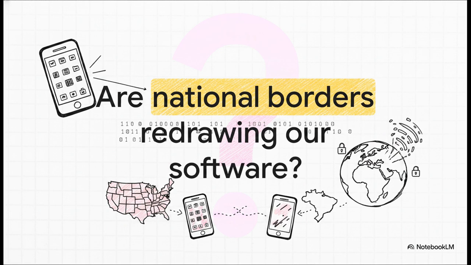We used to totally take for granted that an iPhone in New York worked exactly the same as one in Sao Paulo, or Tokyo, or London. But are national borders redrawing the software on our phones? The short answer? Yes, they absolutely are, and the landscape is shifting incredibly fast.